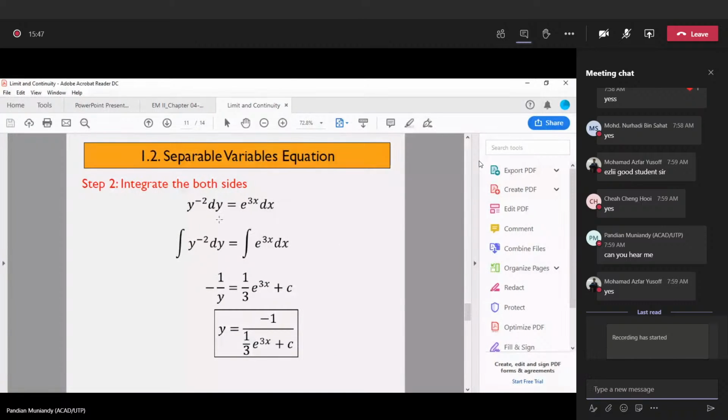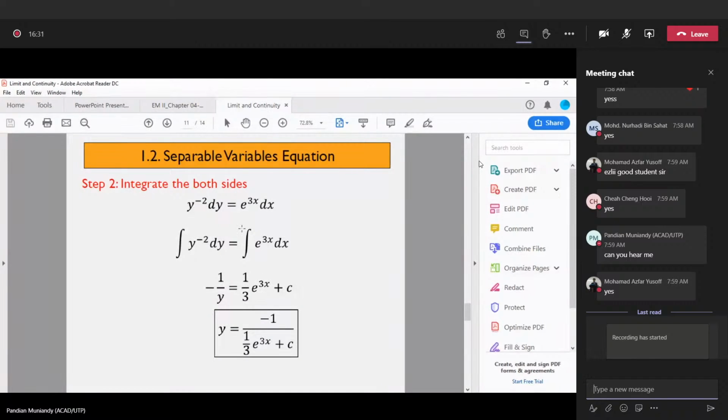So y power minus 2 dy equals e power 3x dx. You integrate this by using the power rule. You must be very good at integration, because integration plays a very important role in solving this type of problem. So y power minus 2 plus 1, y power minus 1 divided by minus 1. So you write minus 1 over y. You don't write y power minus 1, because we try to avoid the negative power. We write minus 1 over y equals 1 over 3 e power 3x.